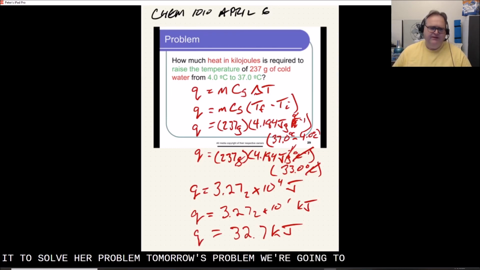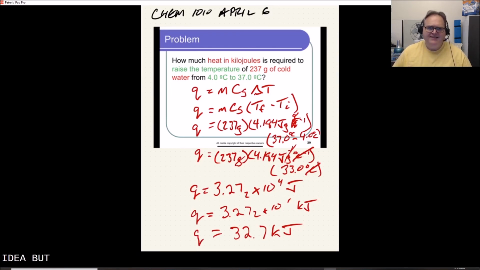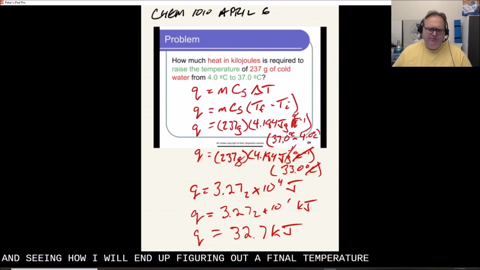Tomorrow's problem, we're going to be using a very similar idea, but it's going to be the masses and heat capacities of two different substances and seeing how we end up figuring out a final temperature. But we'll see that tomorrow.